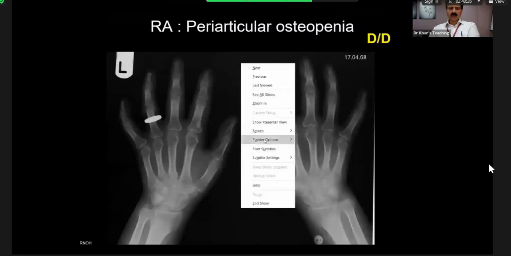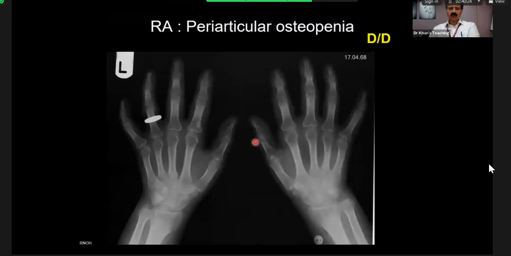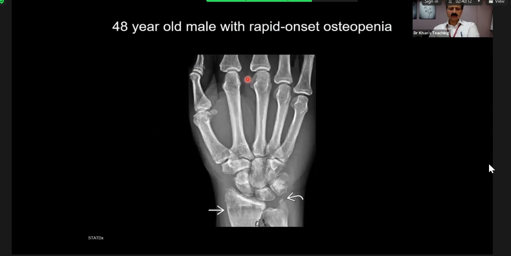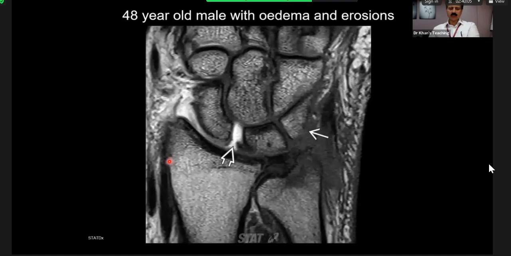Periarticular, what we call osteopenia, beautifully seen in this film. You can see a lot of it in multiple joints bilaterally. Again, from literature, osteopenia and some erosions.